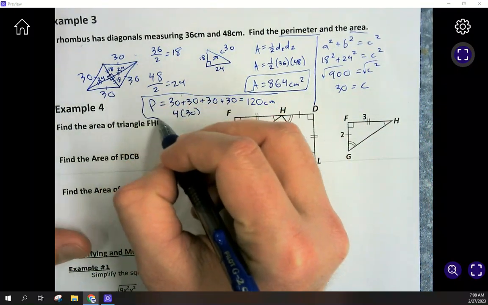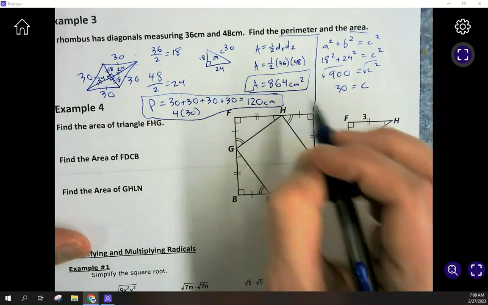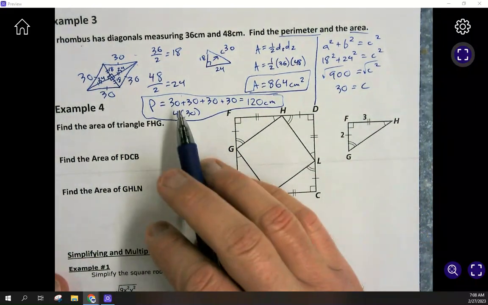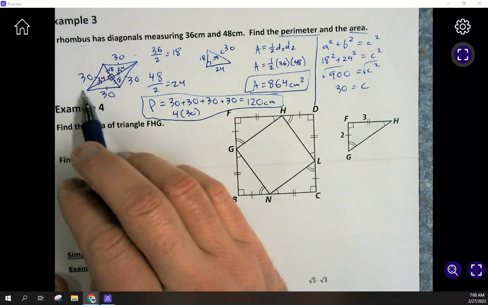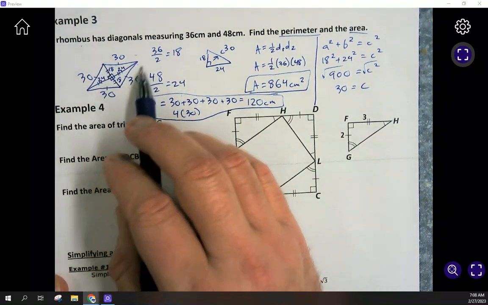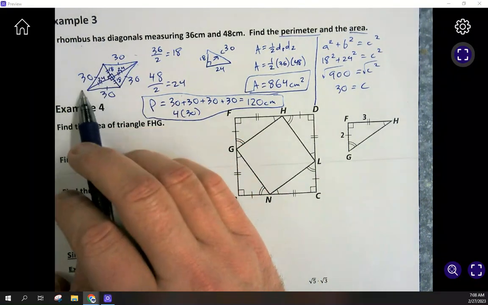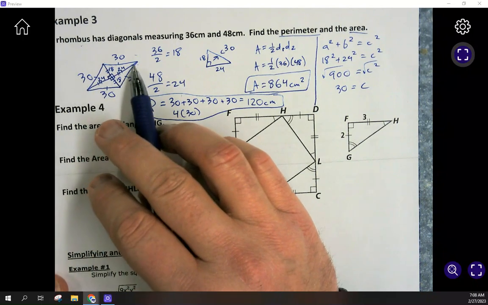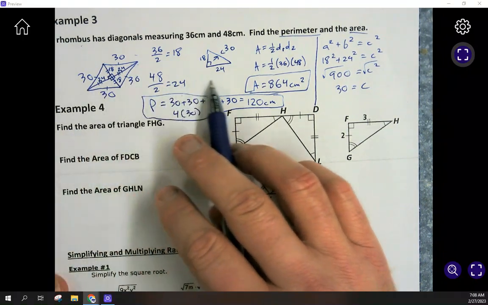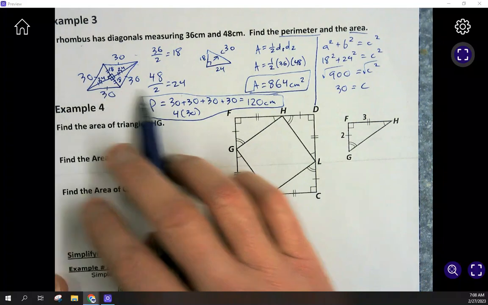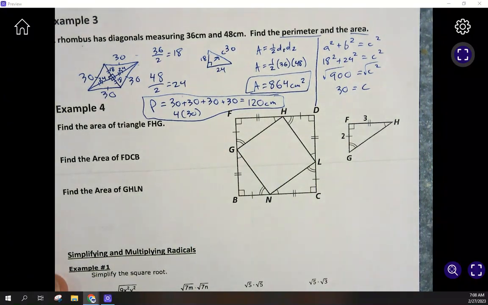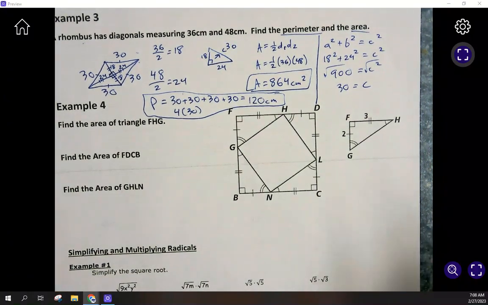Notice I didn't write centimeters squared. That's for area because we multiplied centimeters times centimeters. And here we just added a bunch of lengths. This is a straight line distance, even though it's going around the shape, not completely in a straight line. You could flatten this out to a straight line with all the sides extended, and it's just centimeters, not centimeters squared. All right, example number 4.